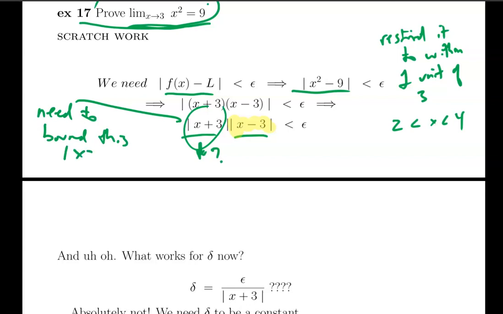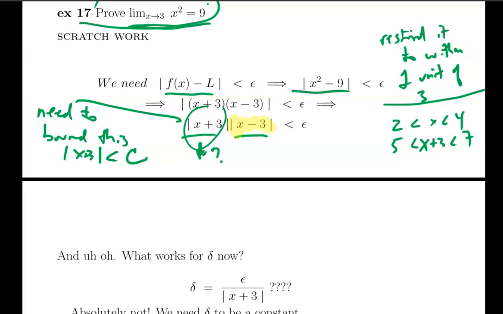Make |x + 3| less than some constant. If I can bound it, I can deal with it. So let me show you how we do this. So let's consider within 1 unit of 3. That's between 2 and 4. So if x is between 2 and 4, what does that say for x + 3? Well, that's obviously between what? Adding 3 to everything would be 5 and 7.